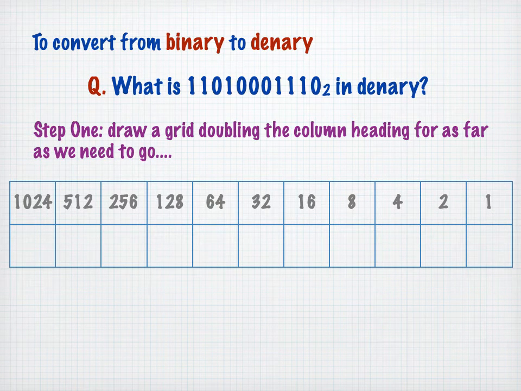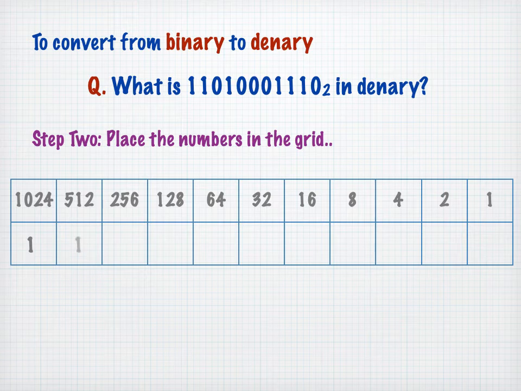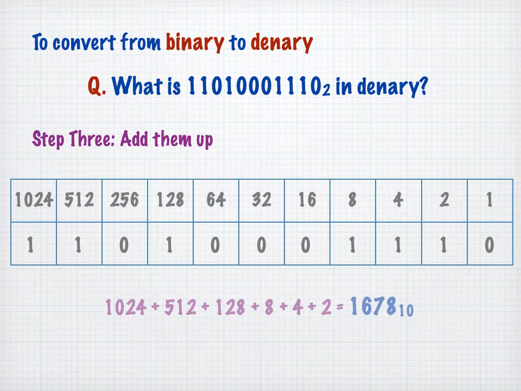What about if you had to go the other way? Well, let's say that you were given that number in binary, and you wanted to work out what it was in base 10, in denary. Well, you draw the grid, put the numbers in the grid, just like this, and then add them up. So we've got 1 1024, 1 512, 1 128, 1 8, 1 4, 1 2, and that gives us the number. We just add them all up and we get that 1678.